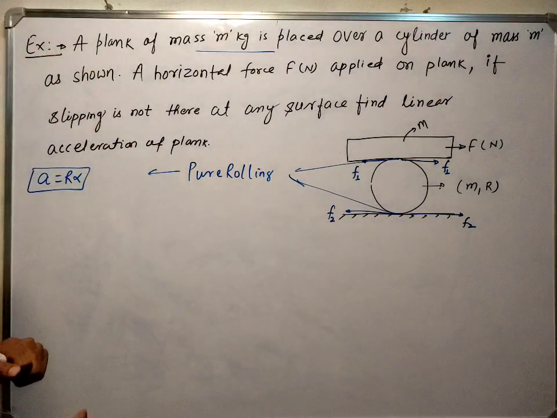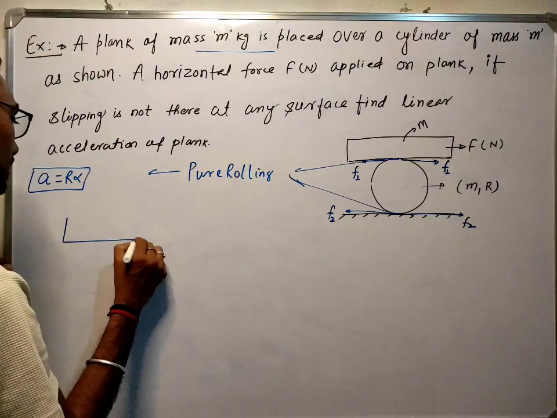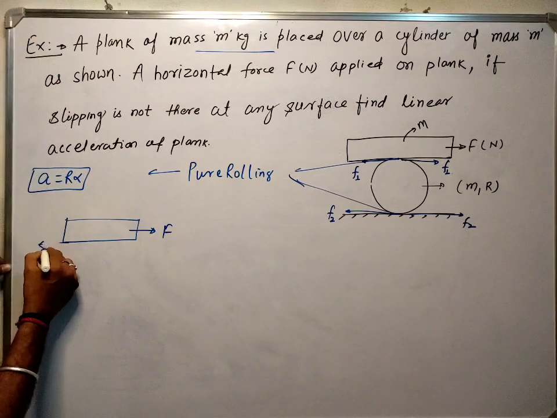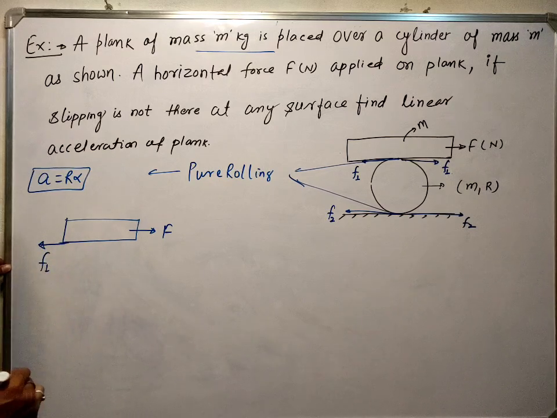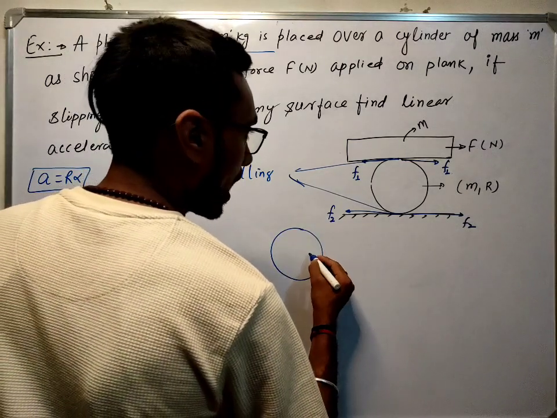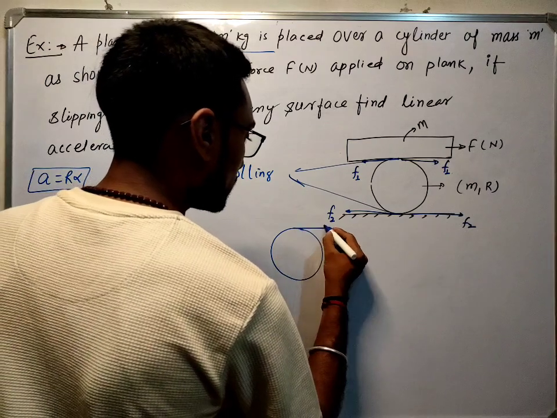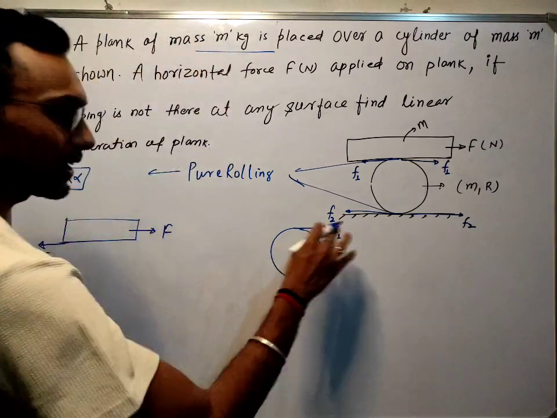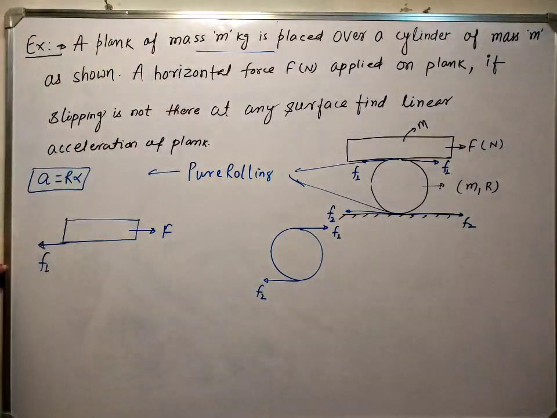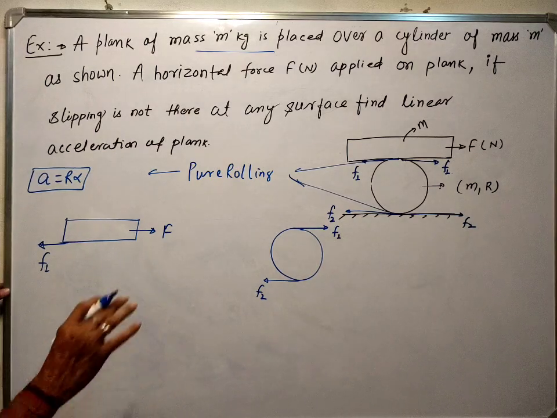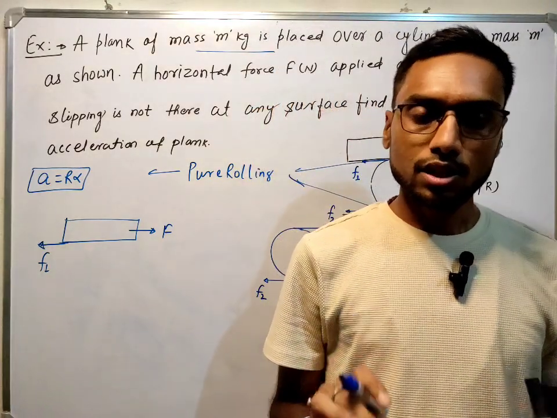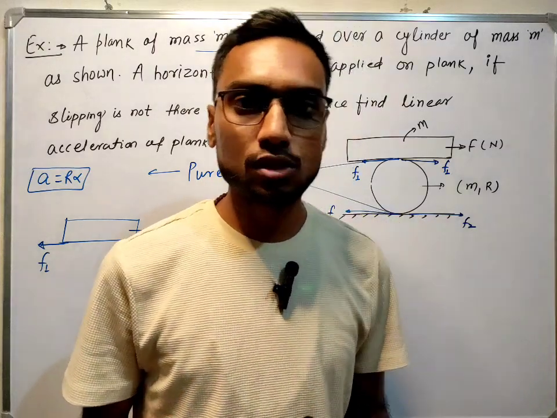So once again we can make the diagram separately. This is our plank, the force F is applied and the friction F1 is acting on the plank, and this is our solid cylinder having mass m and radius r. Here at that point the same amount of friction acts in the forward direction, and again F2 friction is acting in the backward direction. Okay, this part is clear. Actually the main purpose of friction is to oppose the relative motion. Wherever there is relative motion, friction tries to oppose it.